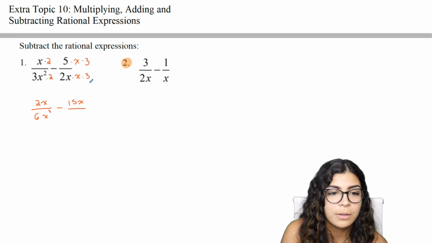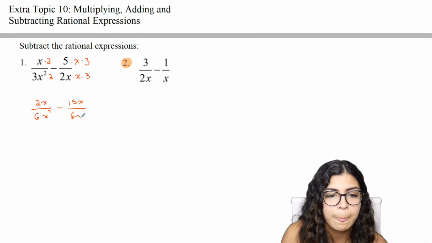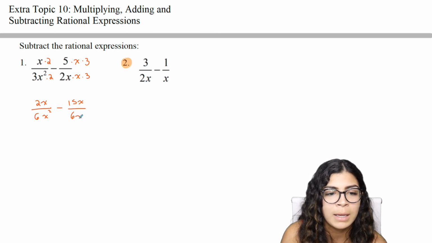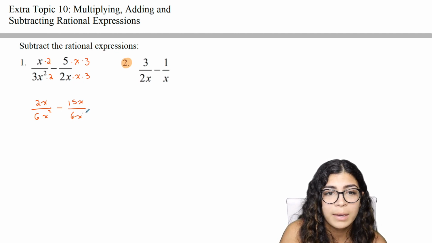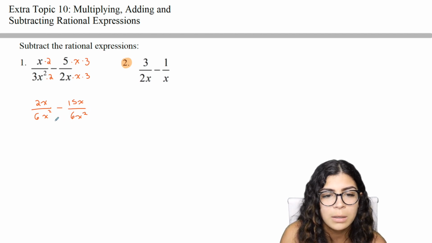Now that this denominator is the same on both, it stays the same for my answer. And I just do the top. 2x minus 15x would be negative 13x. Okay? And obviously we have a copy of x that we could cancel. So let's cancel out one copy of x, which would cancel out with one copy of x here, leaving me with one copy of x in the denominator. So we end up with negative 13 over 6x.